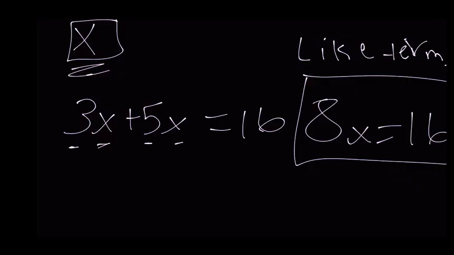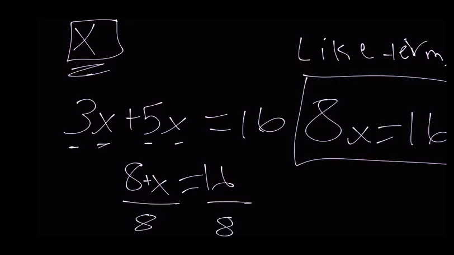We can solve this by doing 8x equals 16, and since this 8 is multiplied with x, it's not added with x. If it's added with x, then it would be a different story. But if it was multiplied, we divide 8 on both sides, leaving x as 2.